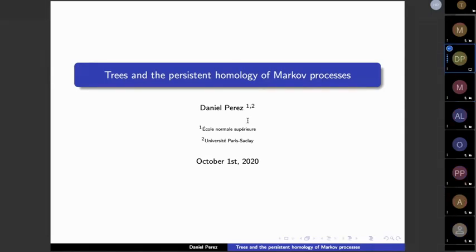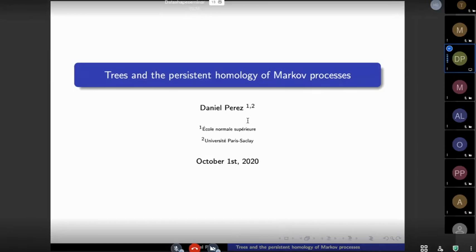Let's go. Okay, so thank you, Pierre, for introducing me. So as Pierre said, I'm going to present what the barcode of a random function looks like.